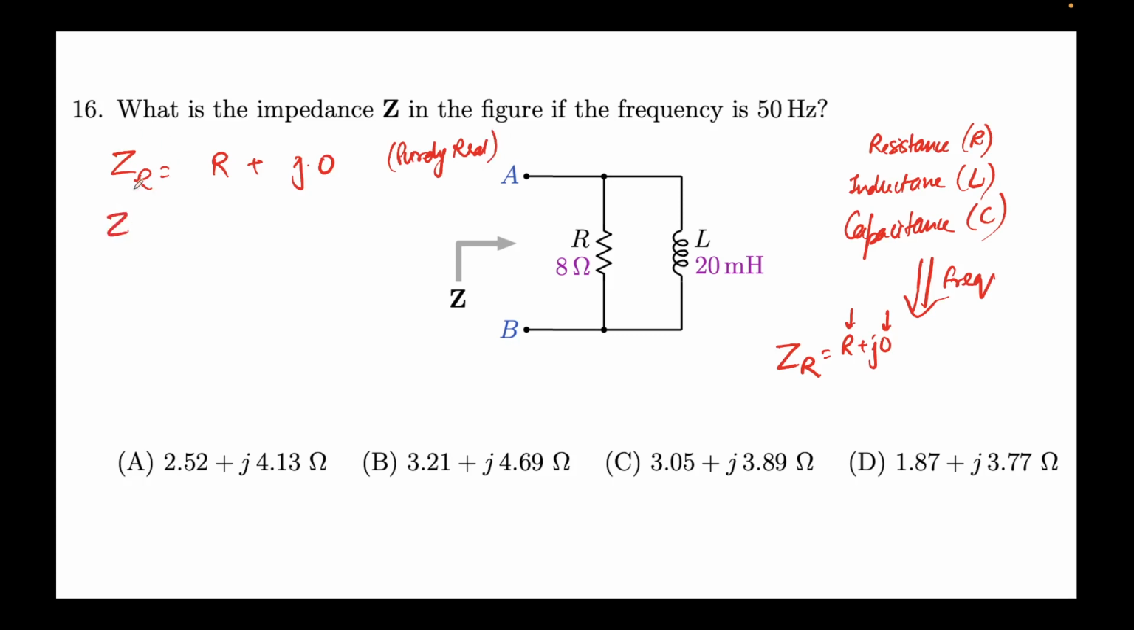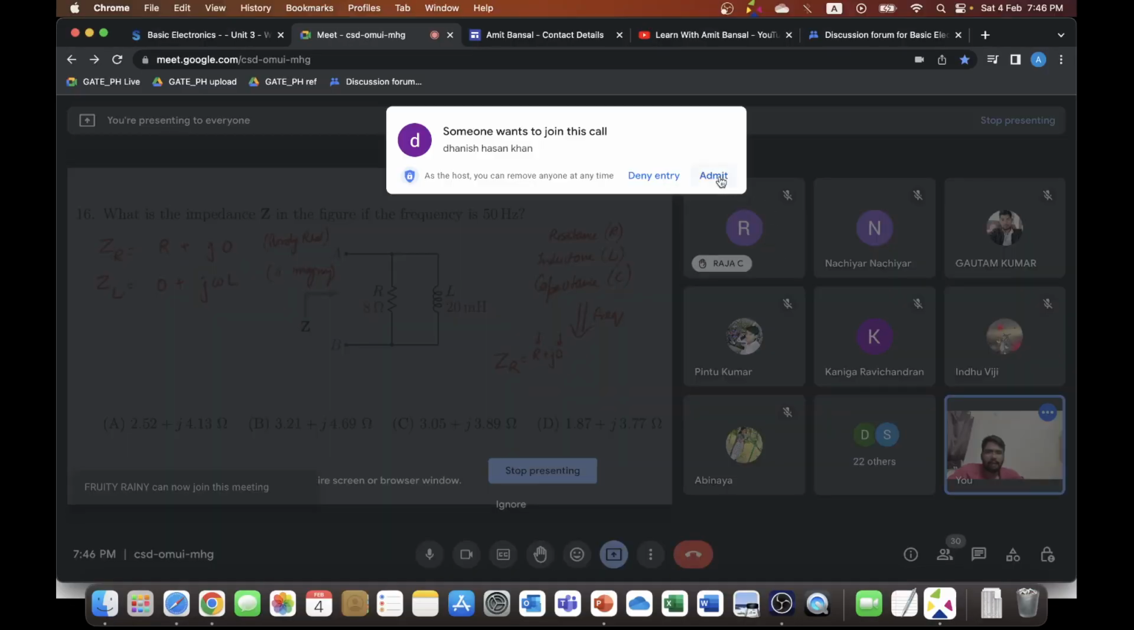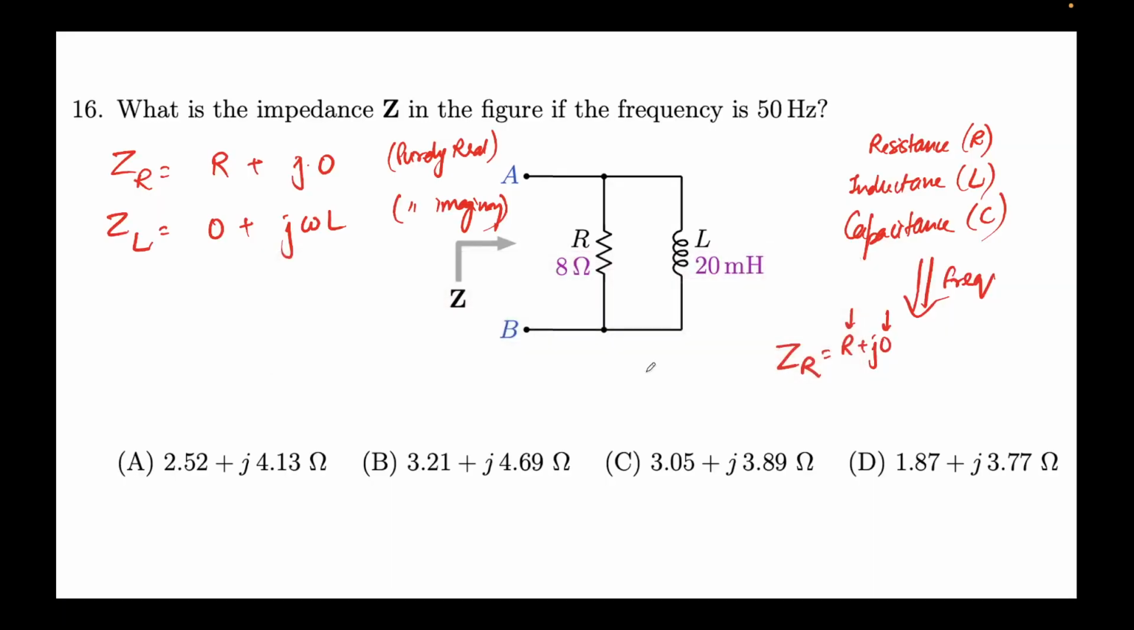By the way, Z is the symbol for impedance, right? So impedance has a real part and an imaginary part. We'll just see it in a minute. ZL, the impedance associated with inductance, that would be 0 plus j omega L. This is purely imaginary. Similarly, ZC, the impedance associated with capacitance, this is again purely imaginary.